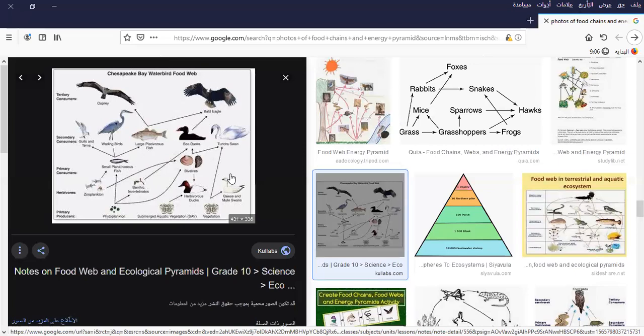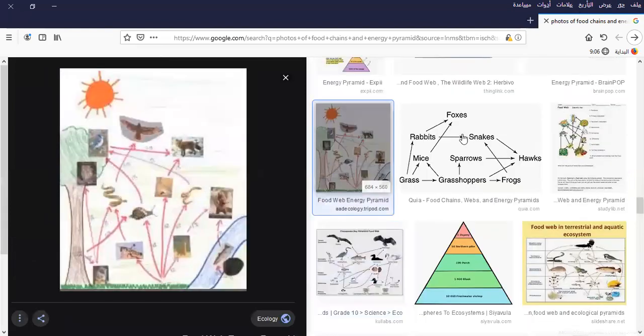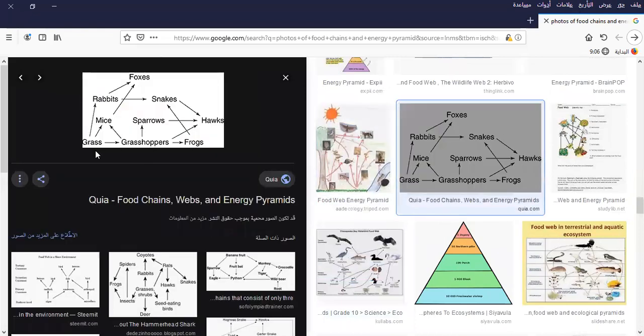The shellfish may be eaten by a sea duck or tundra swan. The swan or duck can be eaten by an eagle, or fish eaten by an eagle. This is the food web. Here is another example of a food web. I have grass. The grass may be eaten by grasshopper or mice or rabbit. The grasshopper may be eaten by frog or sparrow or mice. The mice can be eaten by foxes. The frog may be eaten by snakes.